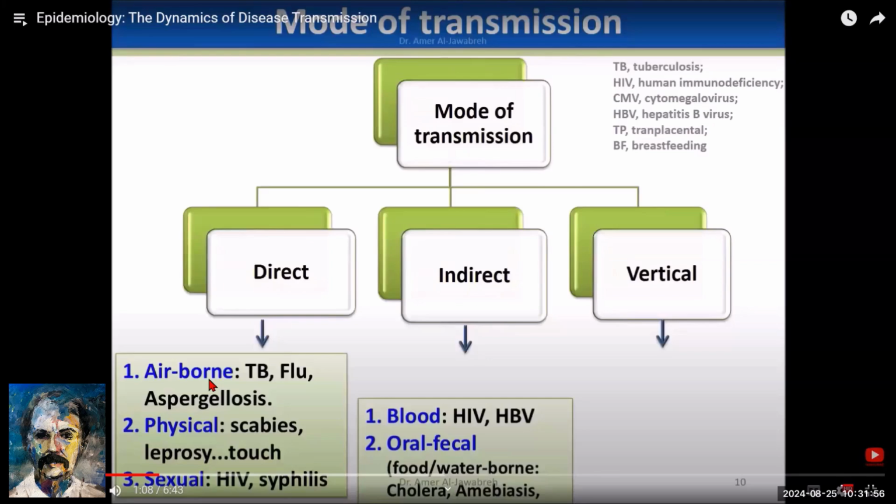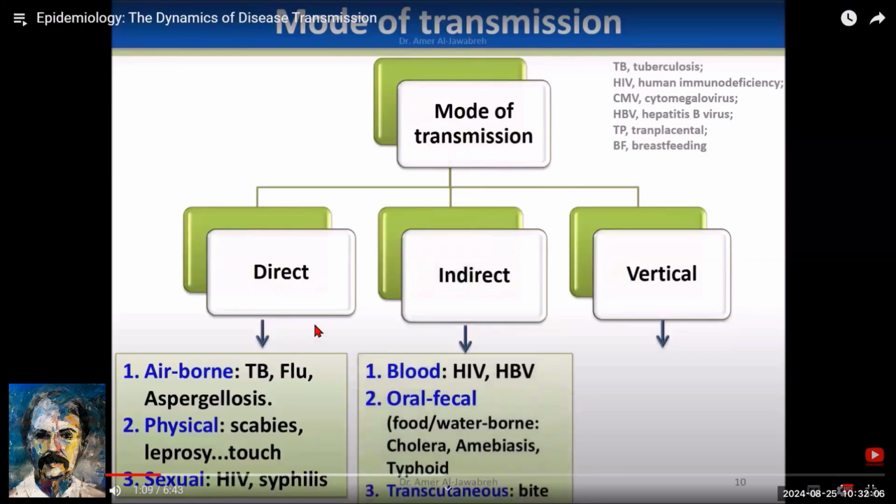Indirect is blood transfusion. Somebody gave you a blood transfusion, and this was contaminated with AIDS, you get AIDS, and any other disease. Oral-fecal by food: you eat or you drink, you get it. Example, amoebiasis, Entamoeba histolytica, cholera, caused by Vibrio cholerae, and typhoid, Salmonella typhi. Okay. Transcutaneous: bite from a dog, you get rabies. Or cat scratch disease from a cat. Yes, bartonellosis, Bartonella henselae. Okay.